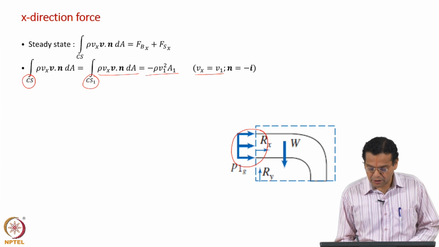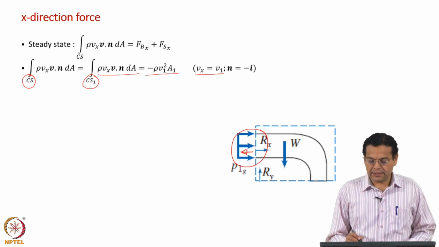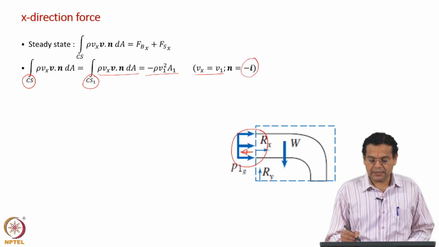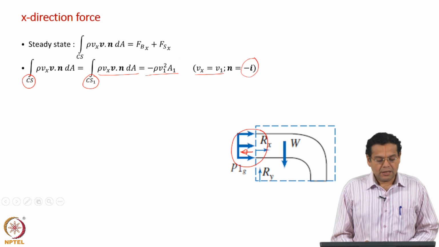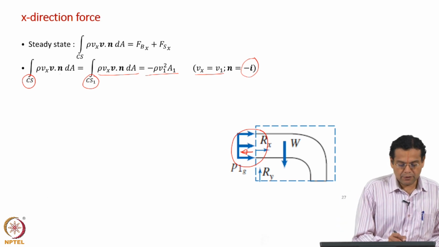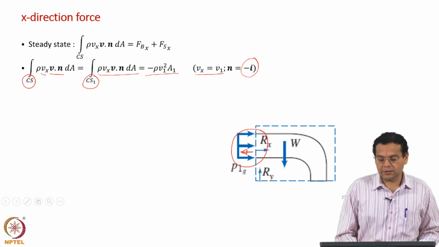And n is the inflow, so it is the outward normal, which is along the negative x axis. So, the n vector is minus i. If you substitute, you get minus rho v1 squared A1. Of course, because it is inflow, this is negative; because it is along the positive axis, vx is positive, giving a negative sign.